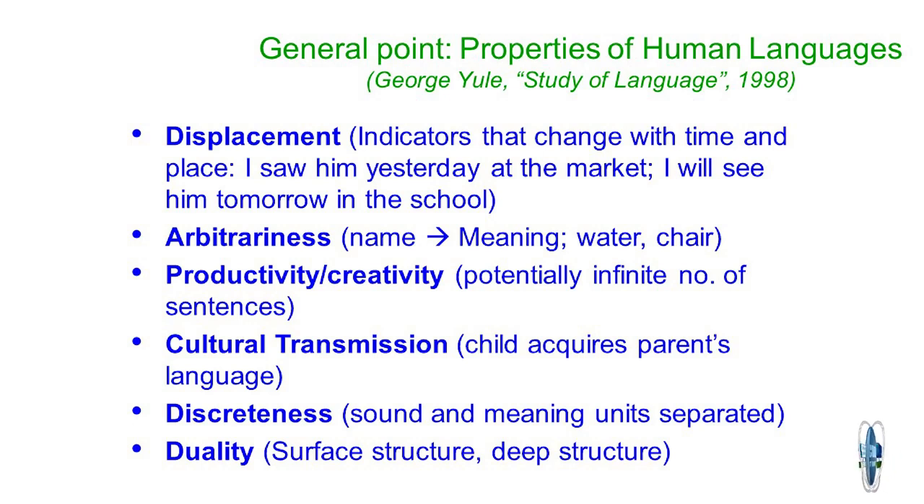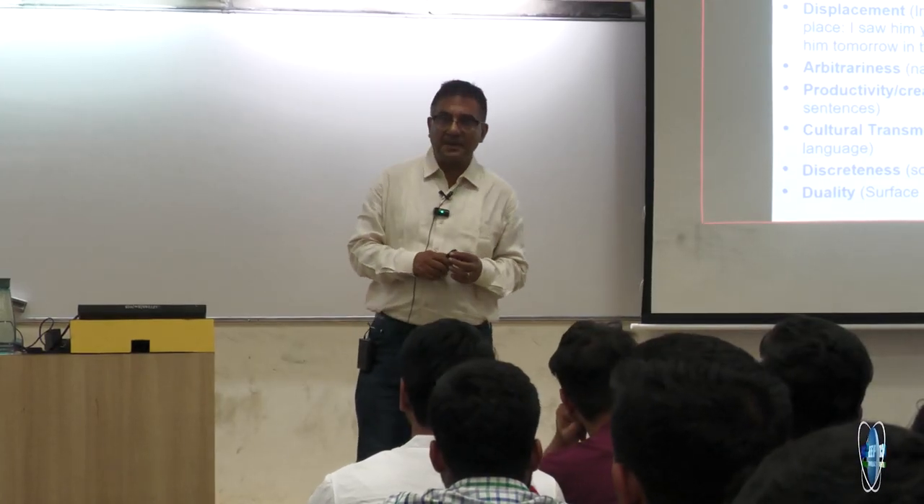Then productivity: a potentially infinite number of sentences can be created. Given the words and the grammar of the language, you can potentially create an infinite number of strings. This actually happens because of the recursivity property of language, that means you can embed sentences within sentences. I can say, the cat spilled the milk. The cat which was running away from me spilled the milk. The cat which was running from me, who was watching it, spilled the milk. So I can embed an arbitrary amount of sentential strings within a sentence. This is the recursive property of language.